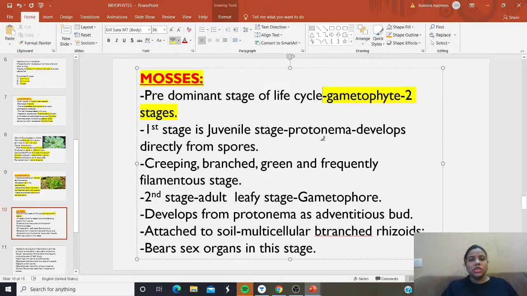The first stage is the juvenile stage, in which the protonema develops directly from the spores. So in the first stage, what is happening? The protonema is developing directly from spores. Okay.